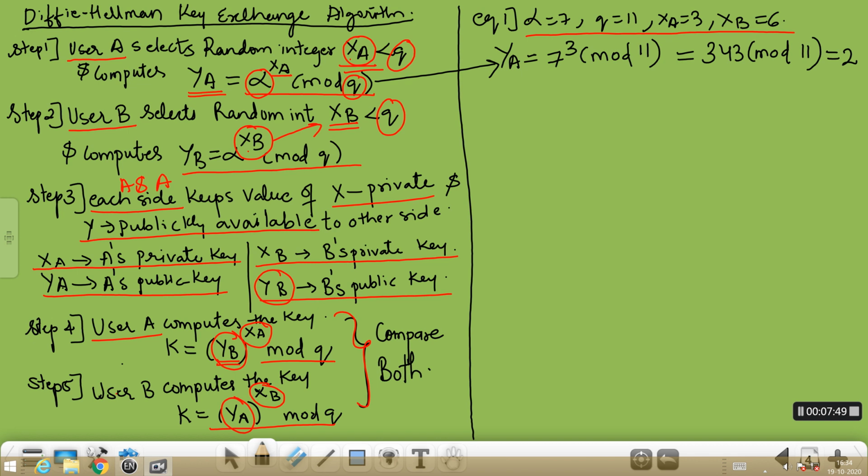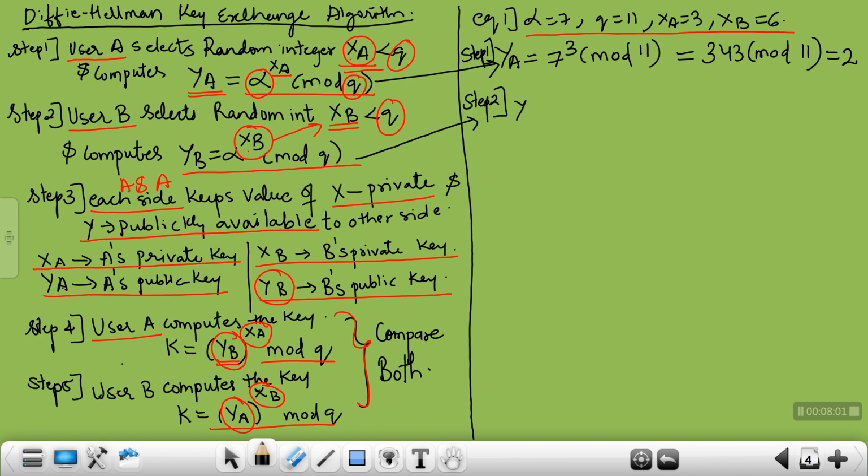Similarly, now in step number 2, so this is my step number 1, let me write down step number 1. In step number 2, I am going to calculate what my YB is. Exactly this step I am going to replicate, that is the public key of B. So YB is nothing but alpha raised to XB.